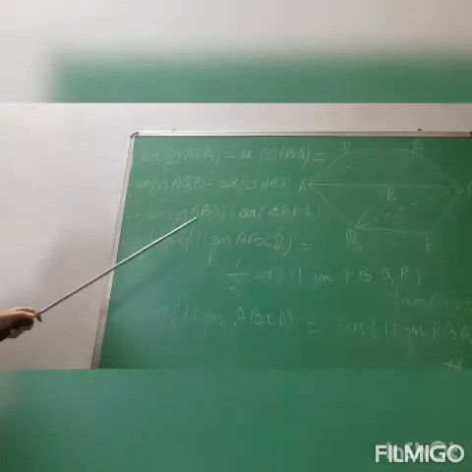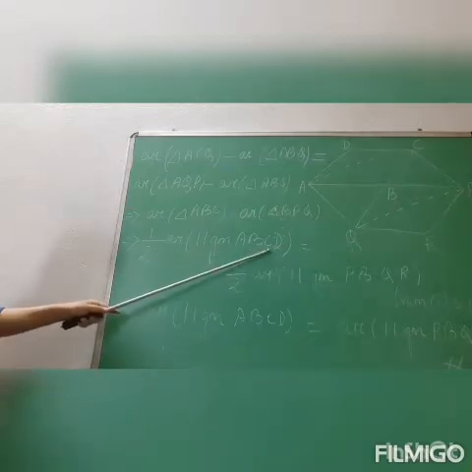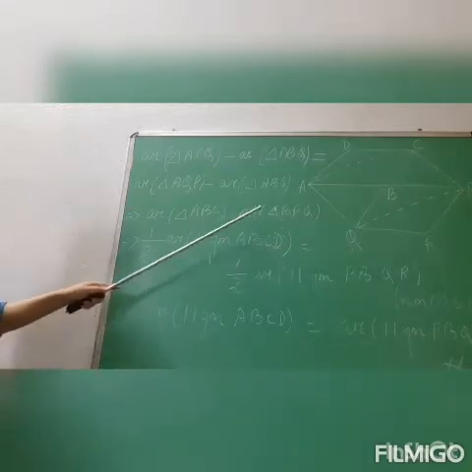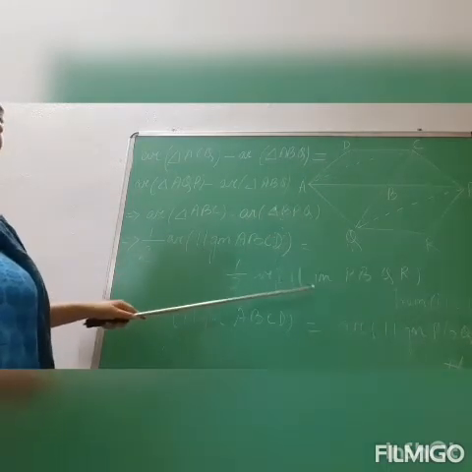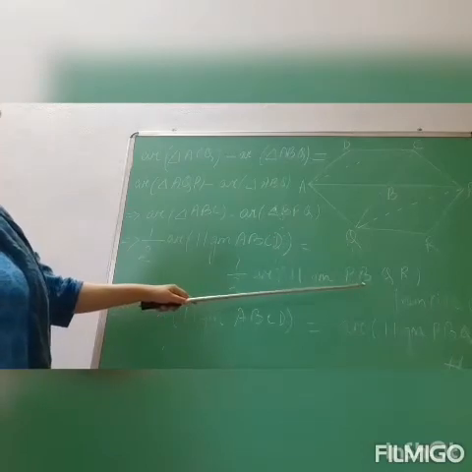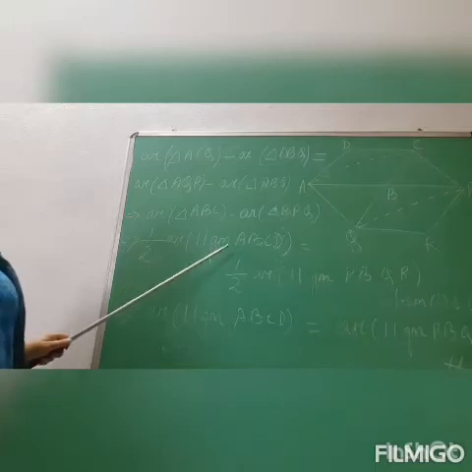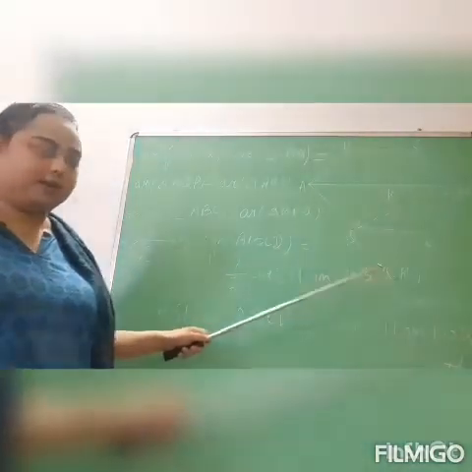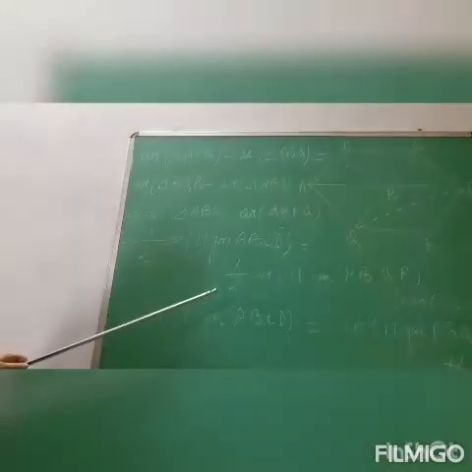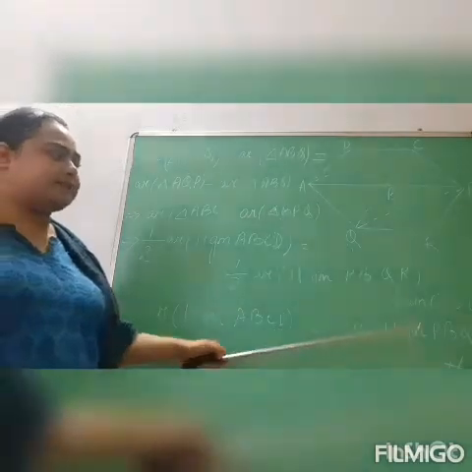Now, area of ABC is equal to half of the area of the parallelogram ABCD. We got this one in equation 1. Similarly, we also got that area of triangle BPQ is equal to half the area of the parallelogram PBQR. So from equation 1 and 2 we got that half of area of parallelogram ABCD is equal to half of area of parallelogram PBQR. So half and half will be cancelled from both sides and we will get that area of parallelogram ABCD is equal to area of the parallelogram PBQR.